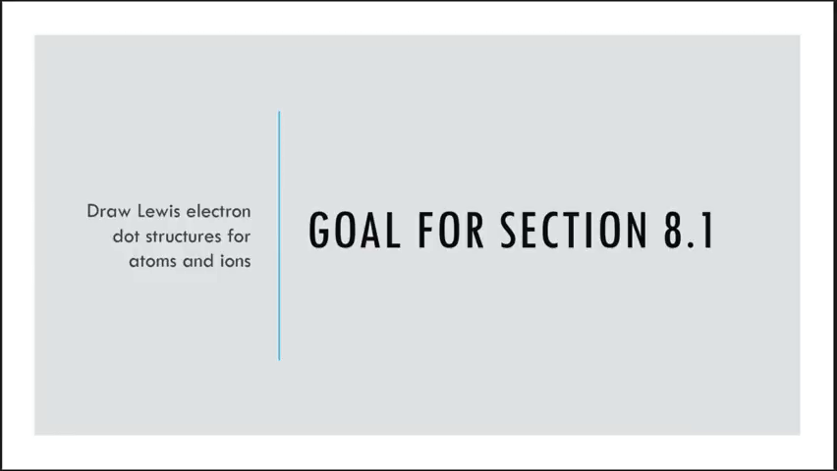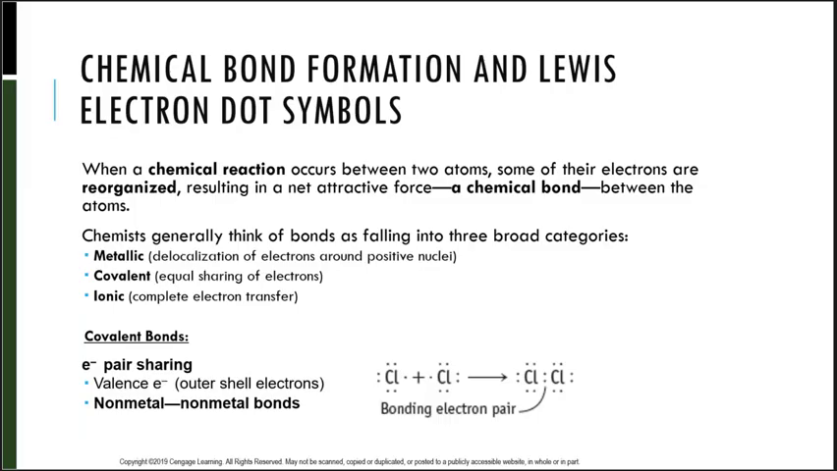Our first section is looking at Lewis electron dot structures for atoms and ions. When a chemical reaction occurs between two atoms, some of their electrons are reorganized, resulting in a net attractive force, which we call a chemical bond between the atoms. Chemists generally think of bonds as falling into 3 broad categories. We have metallic bonds, covalent bonds, and ionic bonds.